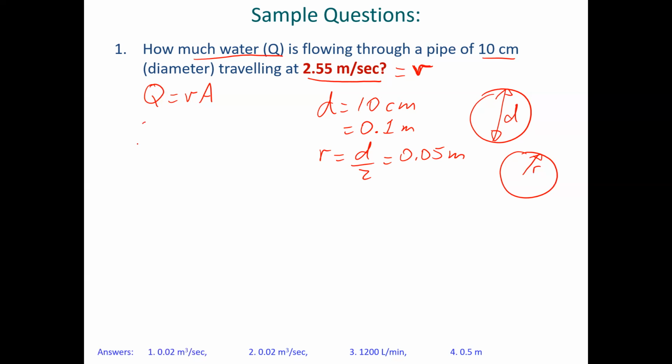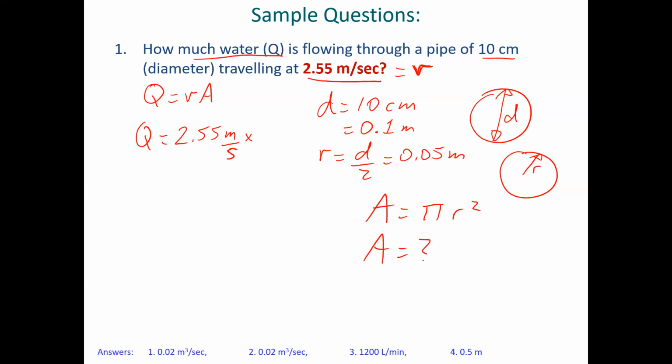So I'm going to punch this into my formula, Q, and I can put all my units as well. And always put your units on these types of questions to make sure that you have everything there. So the velocity is 2.55 meters per second. And my area, oh, I didn't calculate my area. We got to do that first. So area equals pi r squared. Okay, so let's punch that in.